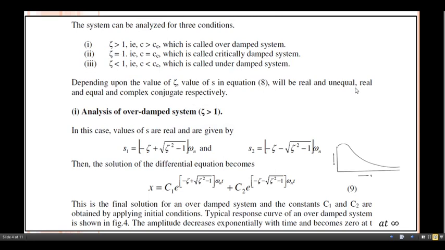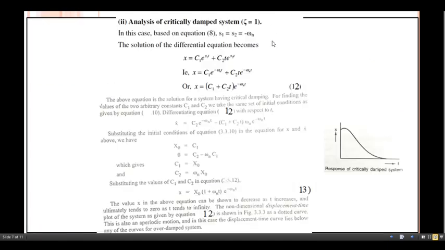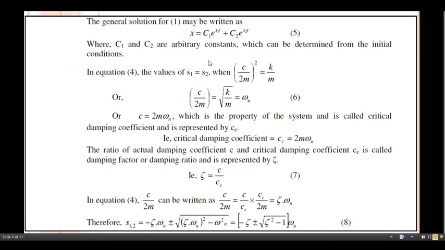So in this way we get the values of S real and equal. Here, no doubt, negative numbers are found: real and equal values, s1 equals s2 equals minus omega n. The solution of the differential equation becomes, as I have already seen, the general solution for the equation.